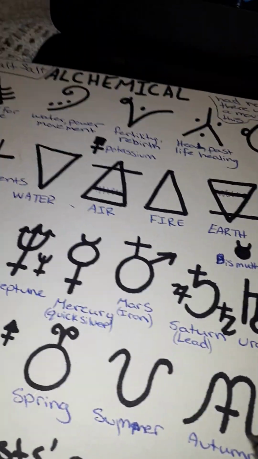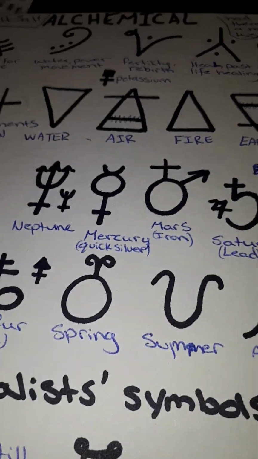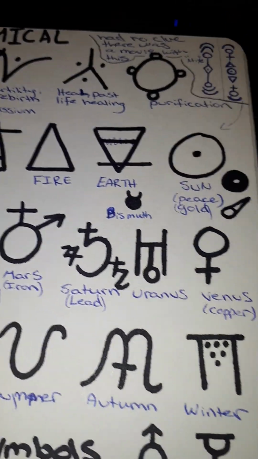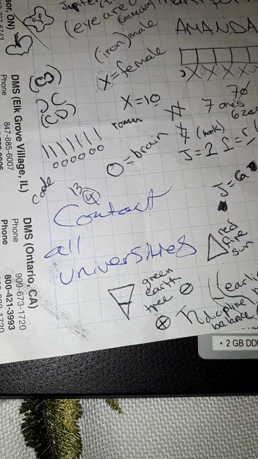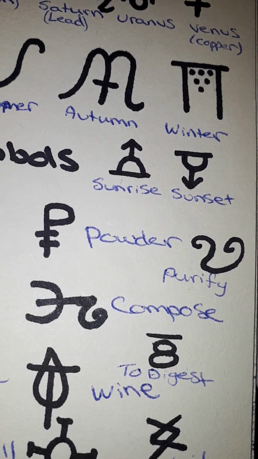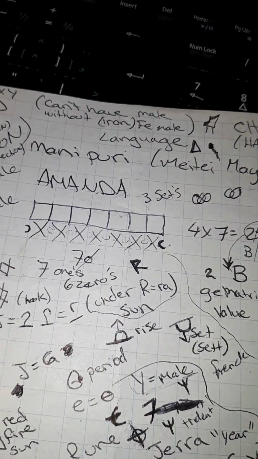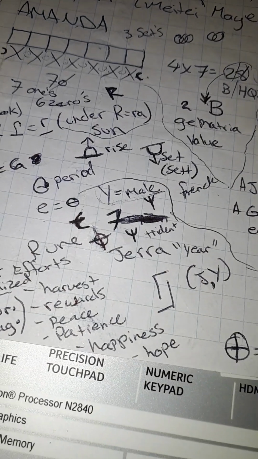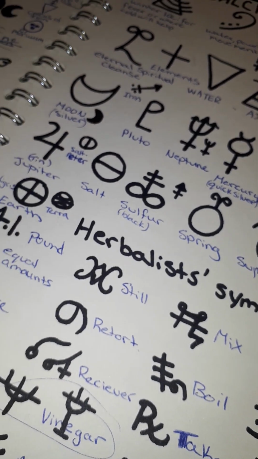There we go. That's actually water. So, Earth. Here we go. Okay. So I thought that was really interesting. Sunrise, sunset, symbols.